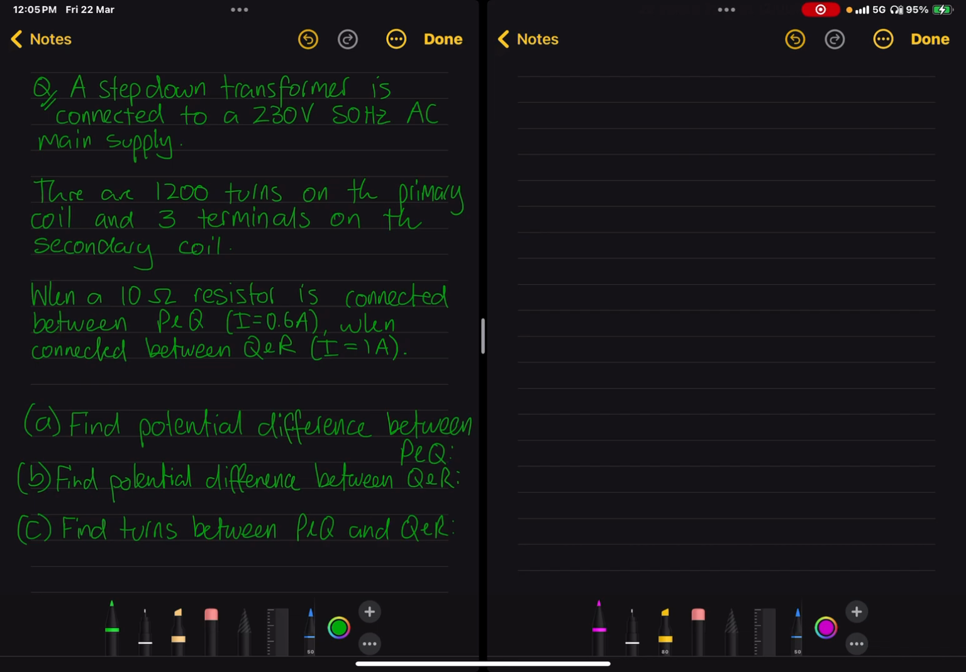Okay, so the way we're going to do this, we're going to draw a diagram. So we are assuming that this setup looks like this. We have some transformer like so. It has some number of coils on the input side over here. This we're told is 230 volts and it's AC. So the voltage primary is 230 volts. The number of turns on the primary side is 1200. We're not told the current on the primary side, so current primary is unknown to us.